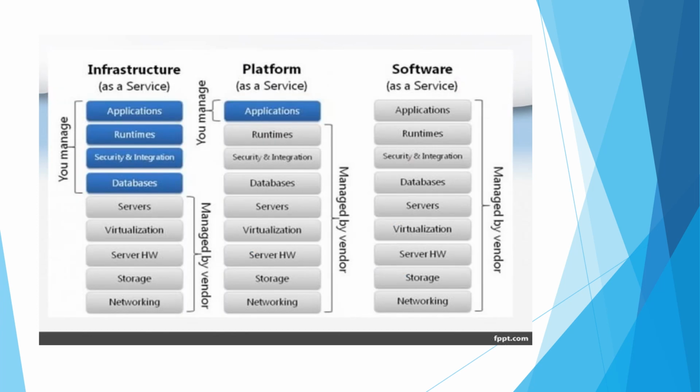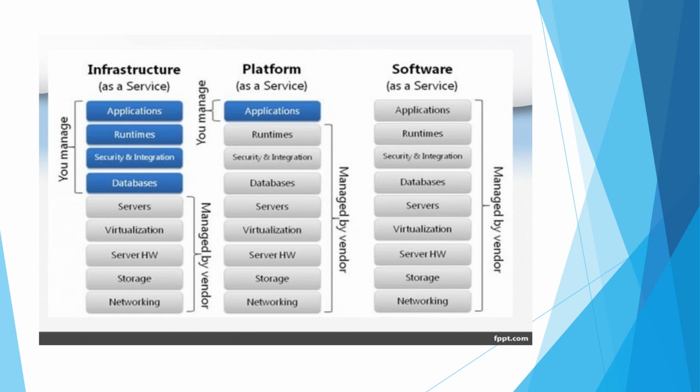So infrastructure as a service, platform as a service, software as a service can be layered as services in cloud computing. So first of all, infrastructure as a service. So what you manage and what is managed by the vendors. First of all, application, runtime, security, integration and database, these five types you manage in infrastructure as a service. Server virtualization, server hardware, storage, networking are managed by the vendor.